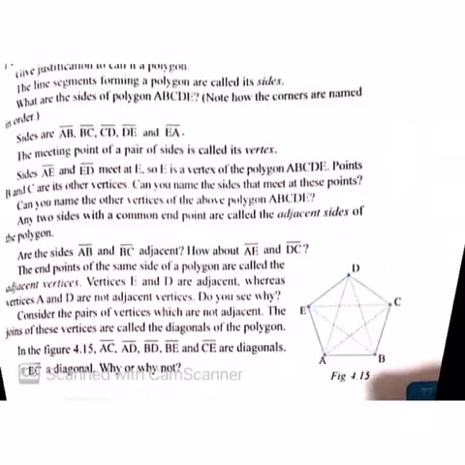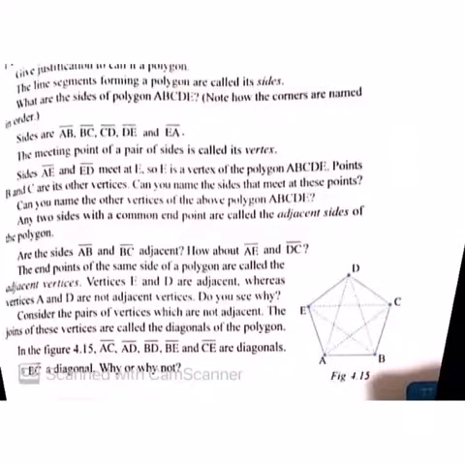Children, you can see on page number 77, figure number 4.15, the adjacent sides. Side AB has adjacent sides side AE and side BC. Adjacent sides of side BC are side BA and side CD. Now children, adjacent sides of side CD are side DE and side CB.